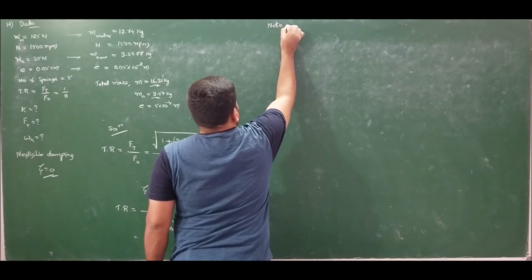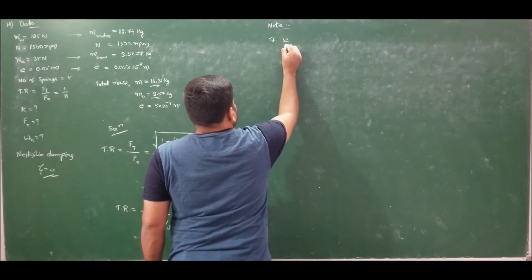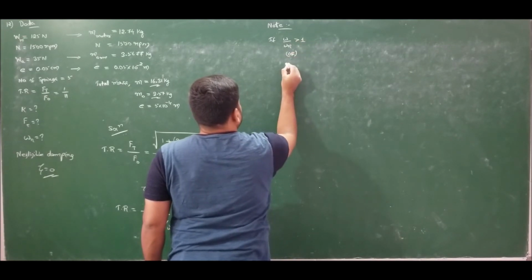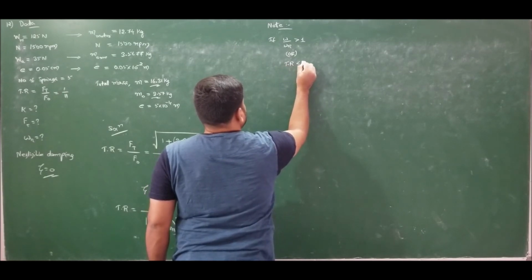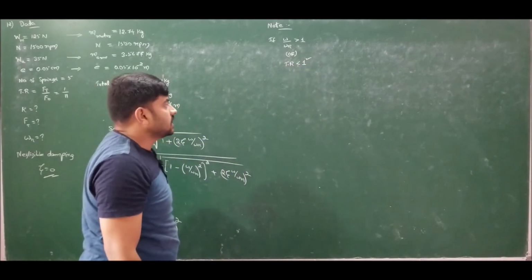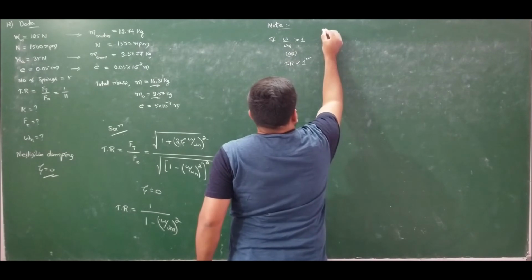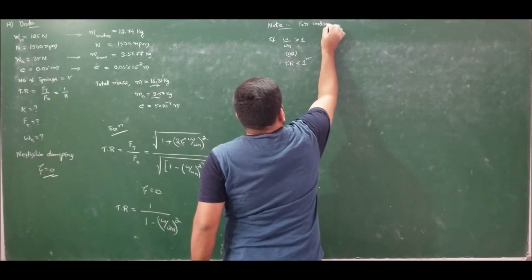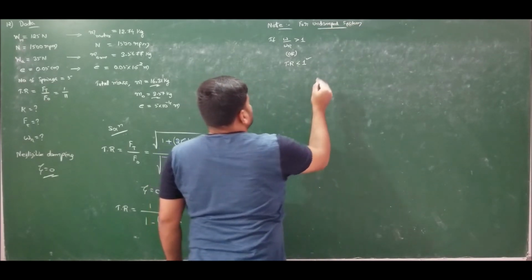Note that if omega by omega n is greater than 1, or the ratio TR is less than 1, this is always the case, correct? This is always the case. Transmissibility ratio is always less than 1 for an undamped system. This is only for an undamped system.